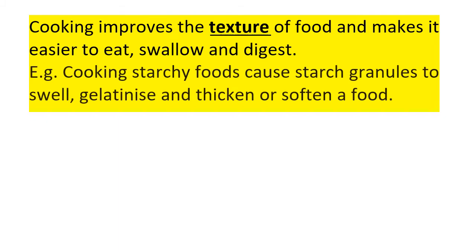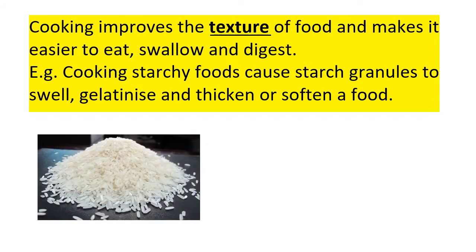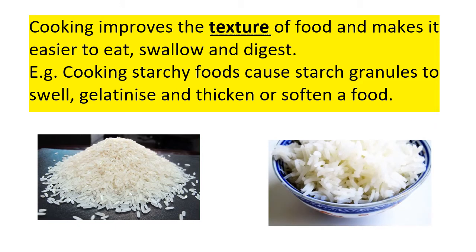Cooking also improves the texture of food in order to make it easier to eat, swallow, and digest. For example, cooking starchy foods such as rice causes the starch granules within the rice to swell, gelatinize, and to thicken and soften a food. So you take rice, raw rice there, and then you cook it. It's absorbed the water through boiling or steaming, and has gelatinized the food. Therefore, it's easier for us to digest it and eat.